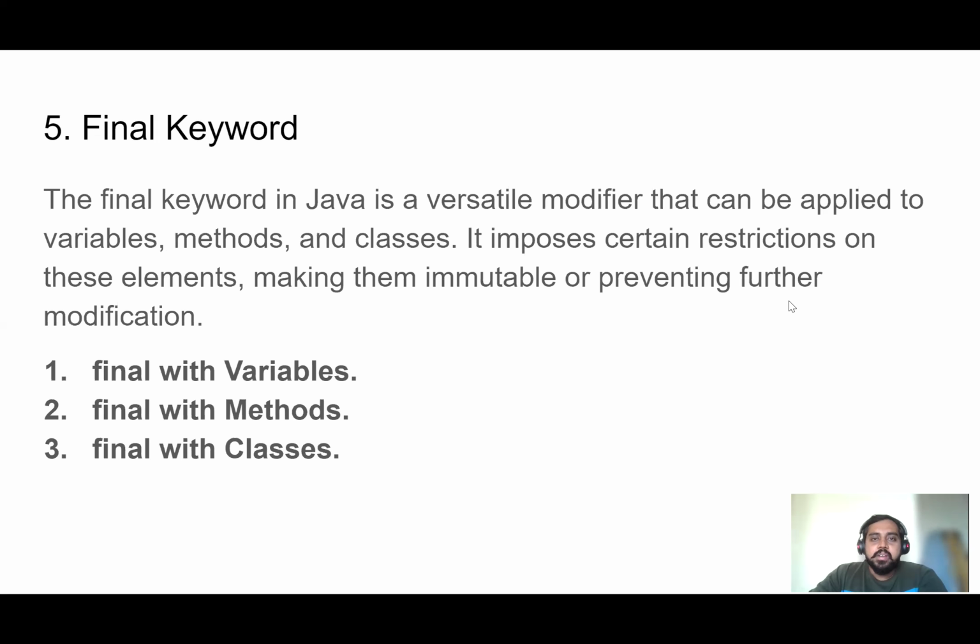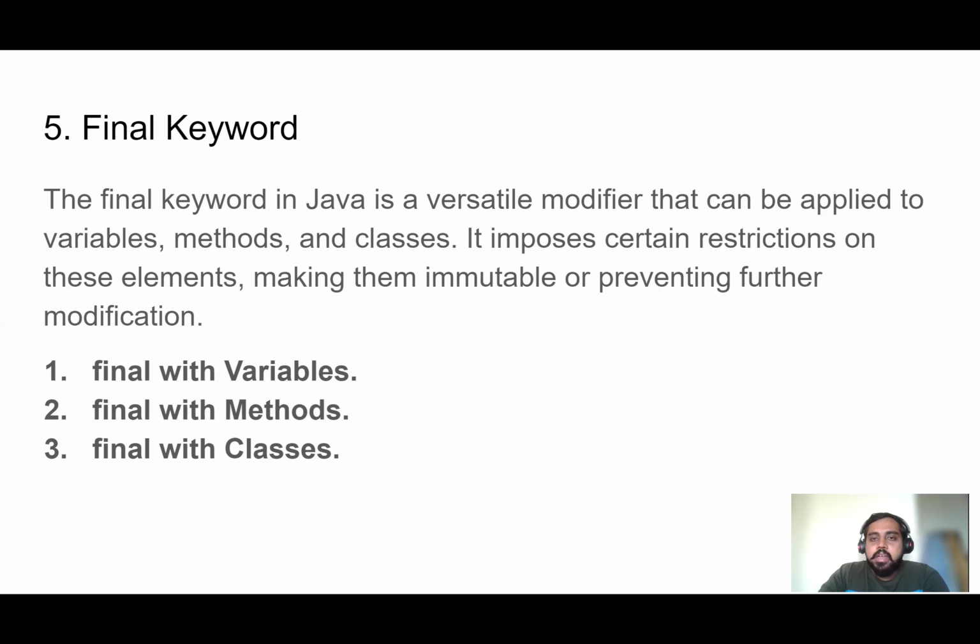So guys, what do you mean by final? In Java, final is a very versatile modifier that can be applied on variables, methods, and classes. It imposes certain restrictions on these elements, like making them immutable or preventing further modification. In short, we can say final is a constant. Once we declare it, its value can't be changed.